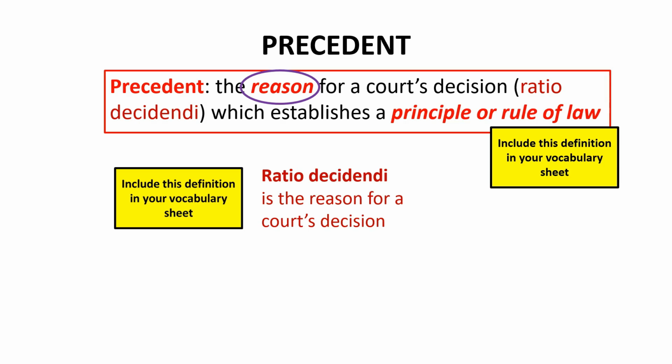The second important point about the definition of precedent is that the reason must establish a principle or rule of law. That is, a precedent is all about legal principles, legal rules, not about questions of fact. So, for instance, it's a question of fact as to whether or not Ben intended to kill Amanda and is therefore guilty of murder. That fact can only be determined by looking at other facts, such as what Ben said and did. In contrast, it is a principle of law that a person can only be guilty of murder if they intend to kill their victim.